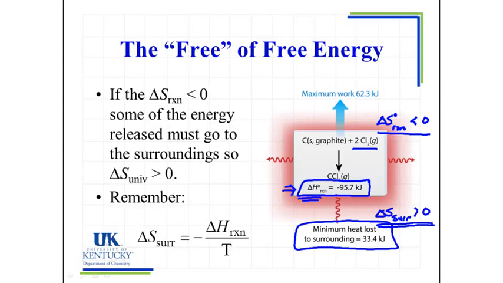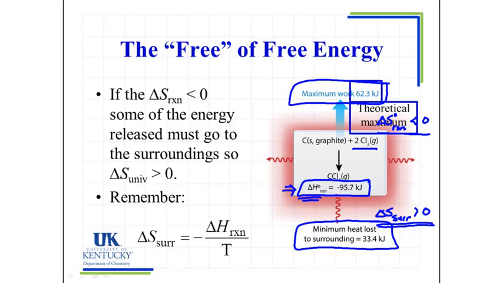Now, some of that I want to be able to use as work. And the minimum work that I can get out of this would be 62.3, because I take the 33.4 out of this negative 95.7, and I can do 62.3 kilojoules of work. So this would be, in this case, the theoretical maximum. Erase that so you can read it. That would be the theoretical maximum amount of energy of that delta H that could be used, and that is the part that is free to do work.